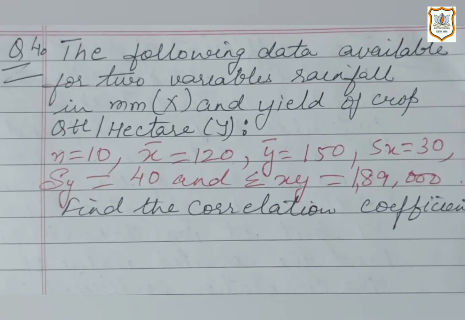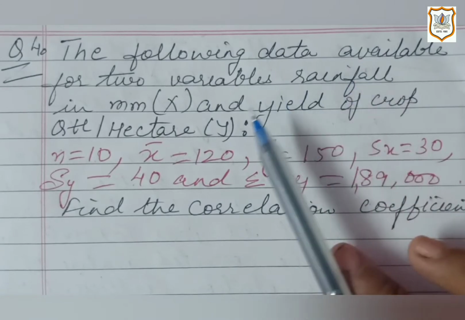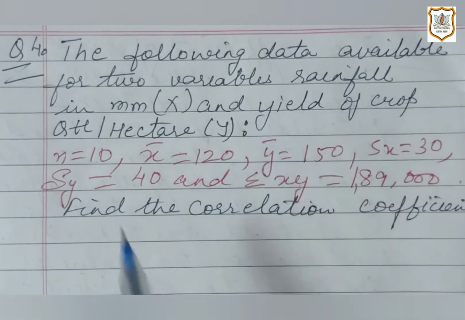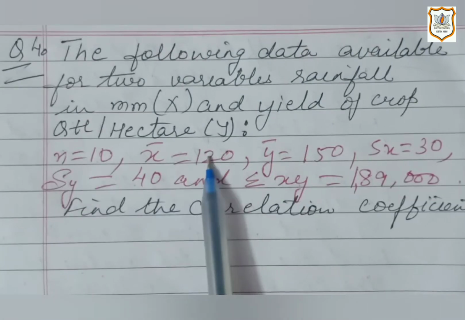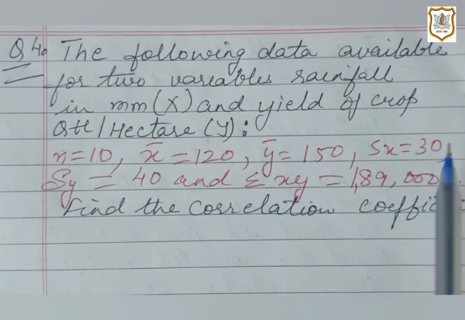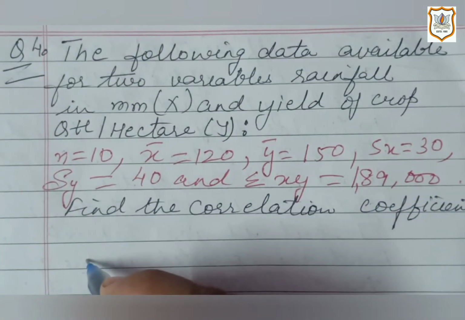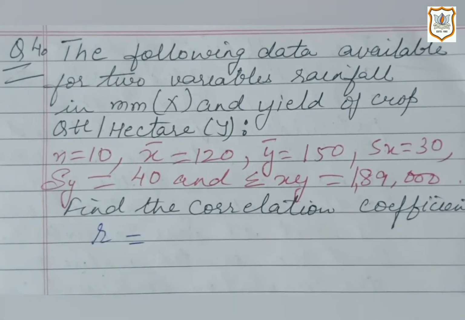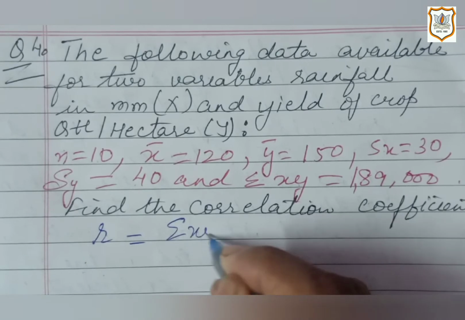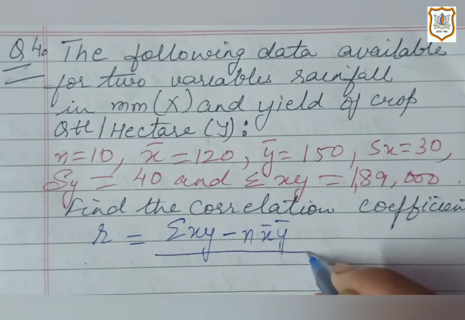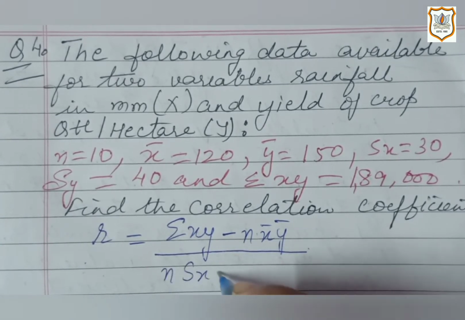Now let us solve another question, that is question number 4. The following data is available for two variables, rainfall in millimeter, taken as x, and the production of the crop, taken as y. N is equal to 10, x bar is 120, y bar is 150, sx is 30, sy is 40, and sigma xy is 1,89,000. Here the formula which we will be using is R is equal to sigma xy minus n x bar y bar upon n sx into sy.